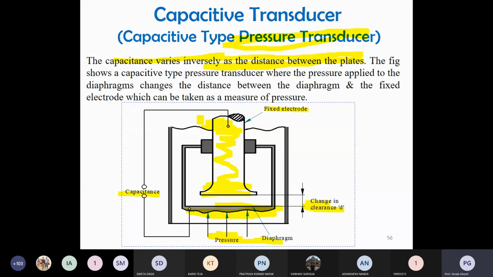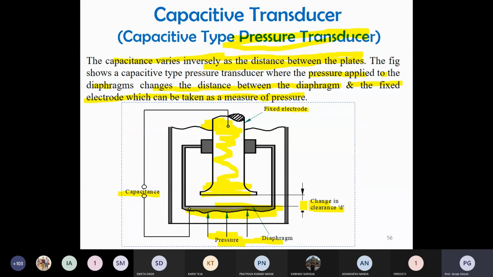Okay. The figure shows the capacitive type pressure transducer, where the pressure applied to the diaphragm changes the distance between the diaphragm and the fixed electrode, which can be taken as a measurement of pressure. So how is it possible? It is only possible through changes of the pressure. The diaphragm will be moved due to the pressure, and so d is changing.